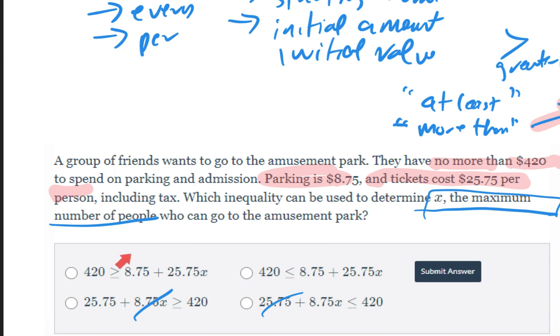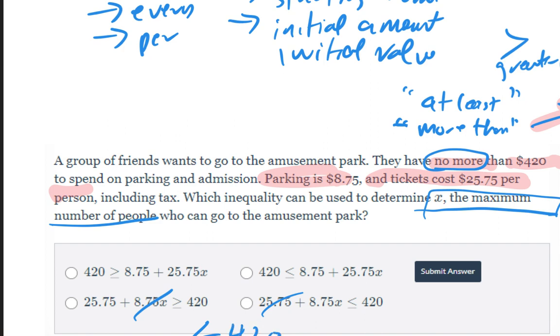So if we had to guess, then we can guess on multiple choice, right? But we don't need to do that. Let's look at the difference. The only thing are these symbols right over here. So remember that key word, no more than, right? So no more than. You ask yourself, can it be more, or is less okay, or is more okay? It says no more, so more can't be okay. So less than or equal to 420.